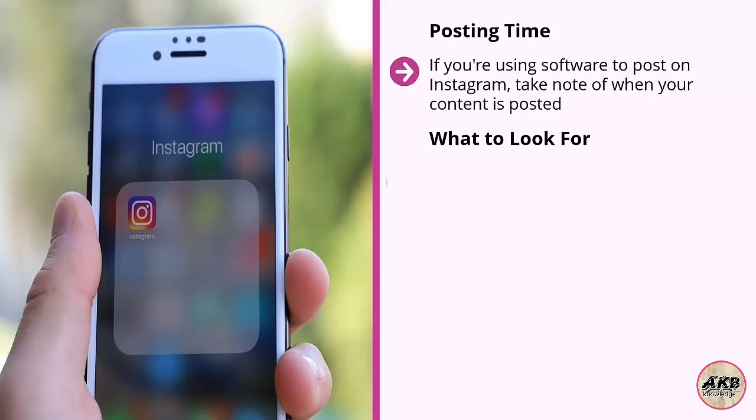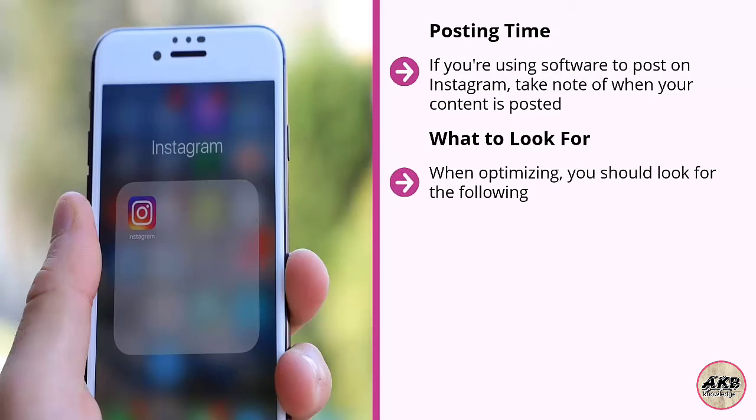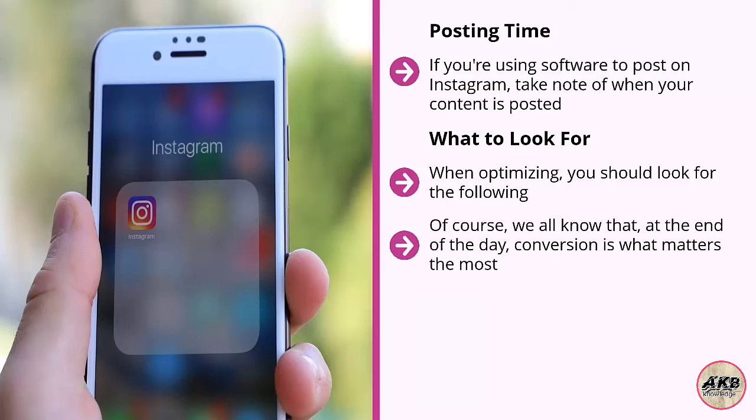What to look for. When optimizing, you should look for the following. These indicate success. Look for increased click-through rate, increased dwell time, deeper clicks inside your website, and better conversion rates. Of course, we all know that at the end of the day, conversion is what matters the most. In fact, it's the only thing that matters. How come? Conversions put dollars in your pockets and nothing else.